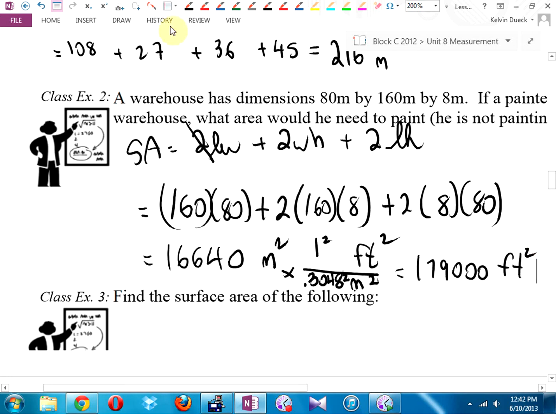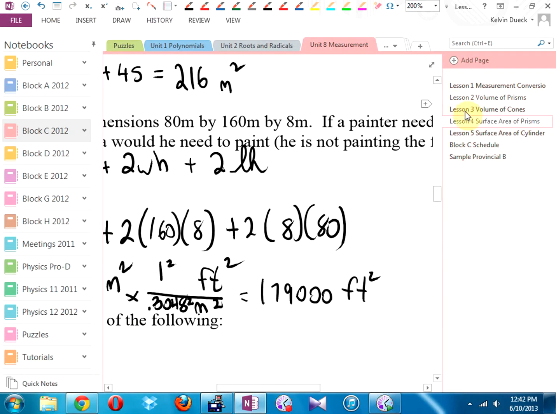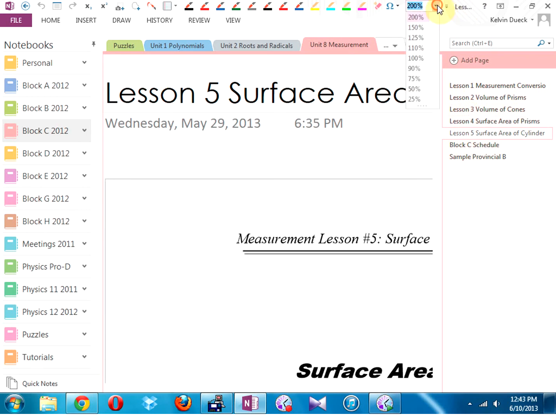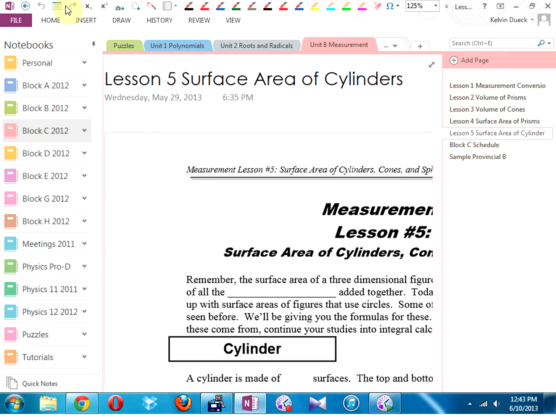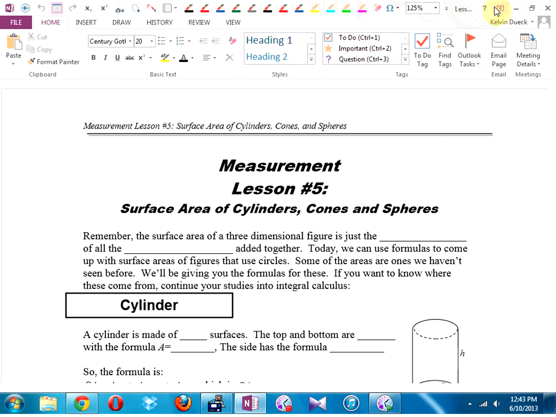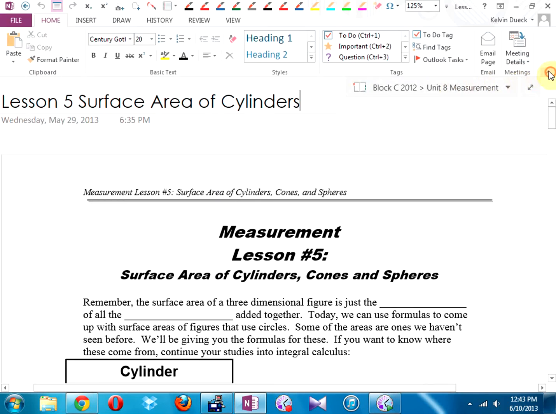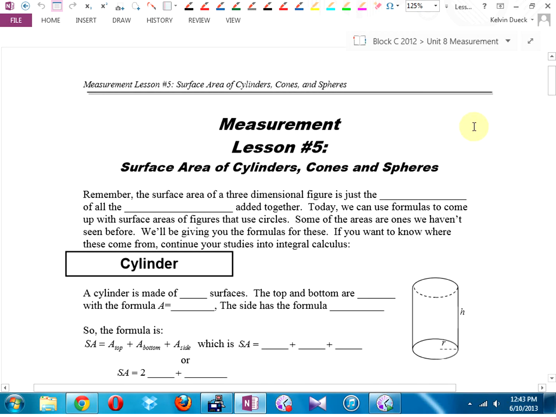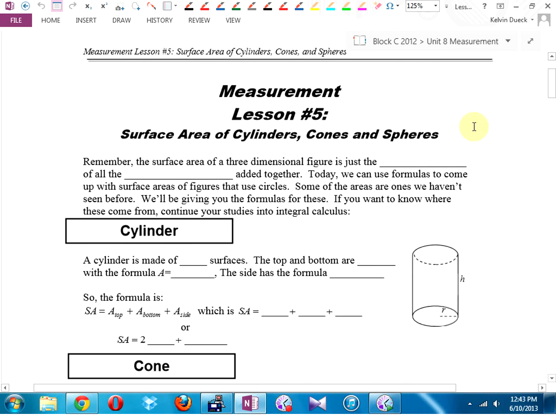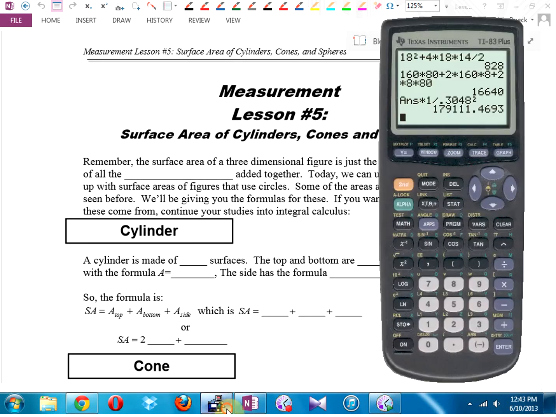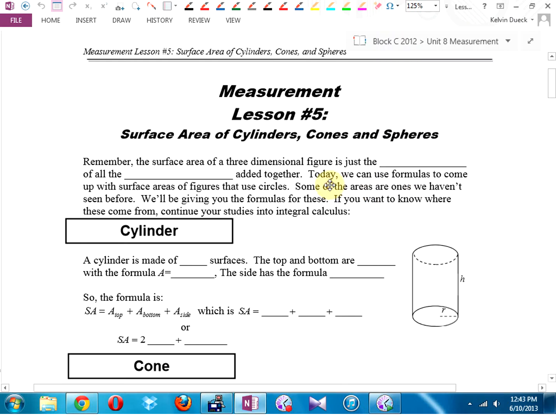Can you turn to lesson 5? Continuing on. Still more. I know, it's a long lesson. Humor me. Suck it up. Okay. What was that? 179,000. 111.4693. Good? Good. All right.